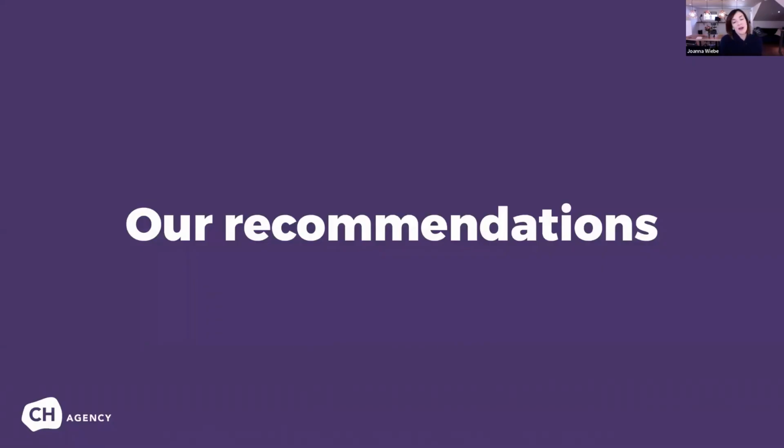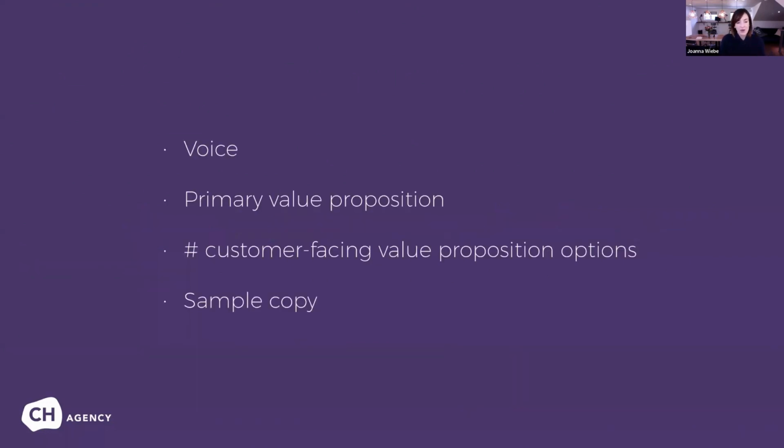And then you get into your recommendations. And recommendations are going to be around voice, around high-level messaging, around the value prop, and actually getting into some copy in some cases. So voice, primary value prop. If you have any customer-facing value proposition options, you would put those here, and then you put sample copy. And again, this is just the slide itself. So the only thing you're replacing here is that number sign with the actual number, 3 customer-facing value proposition options, and then some sample copy.